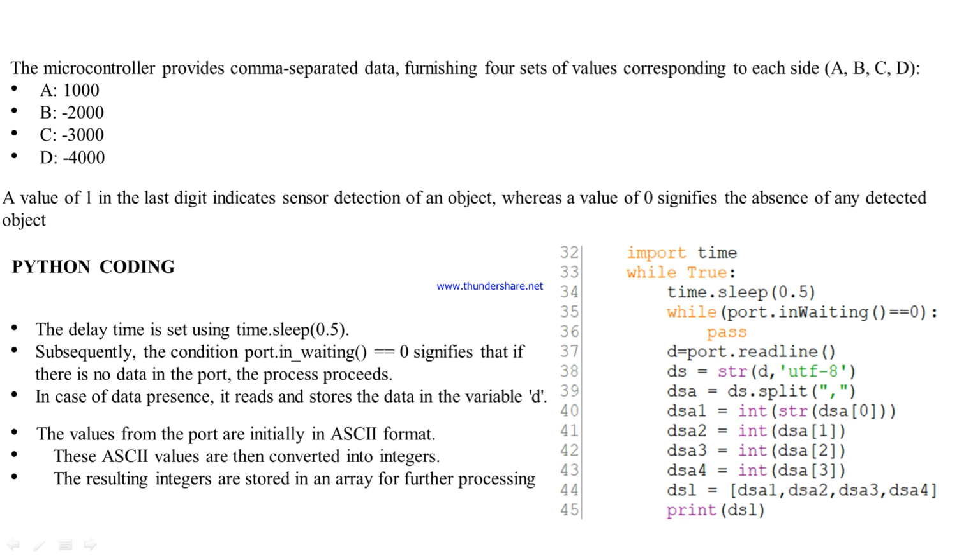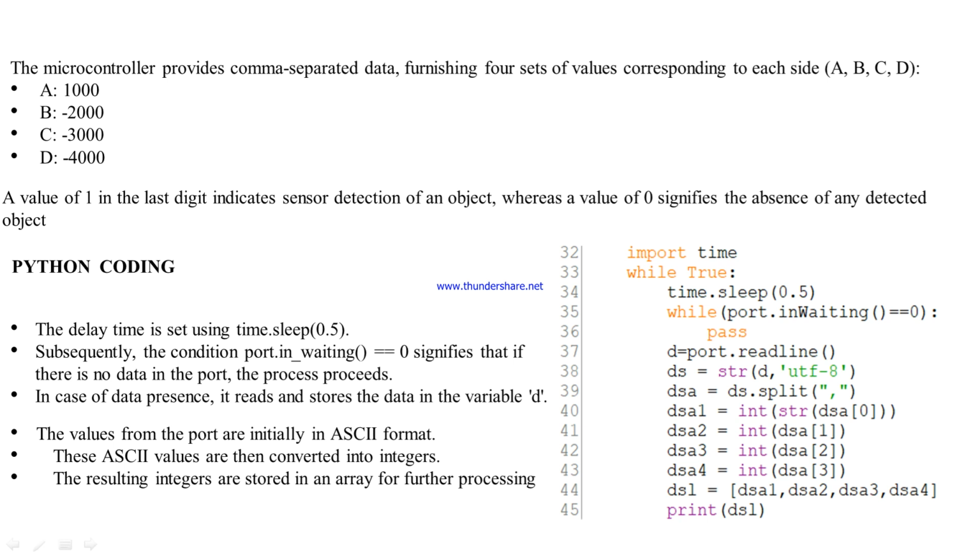Here we are importing time. While True, we are looping the while statement infinitely. time.sleep refers to the delay; here we are setting the delay as 0.5 seconds so that the process follows uniformity. And port.inWaiting: this line means that if there is no data in the Arduino to read, the process will be passed at that moment.